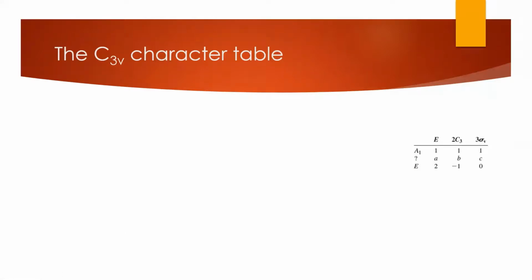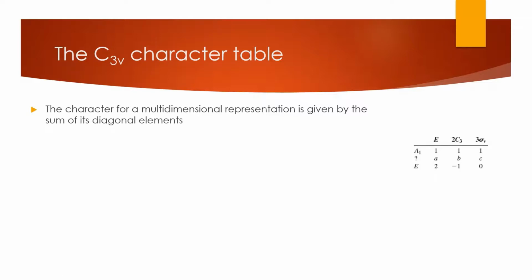So we have the C3V character table here. And what we'll do is figure out what these representations are. So everything has to have an A1 representation that represents doing nothing to the molecule, more or less. And so we have this A1 representation that has all of these ones here. To figure out what the representation for these other ones are, we have to sum the diagonal elements of the matrices. So the multi-dimensional representation gets the sum of all of the elements in its diagonal there, and that gives us the numbers here.